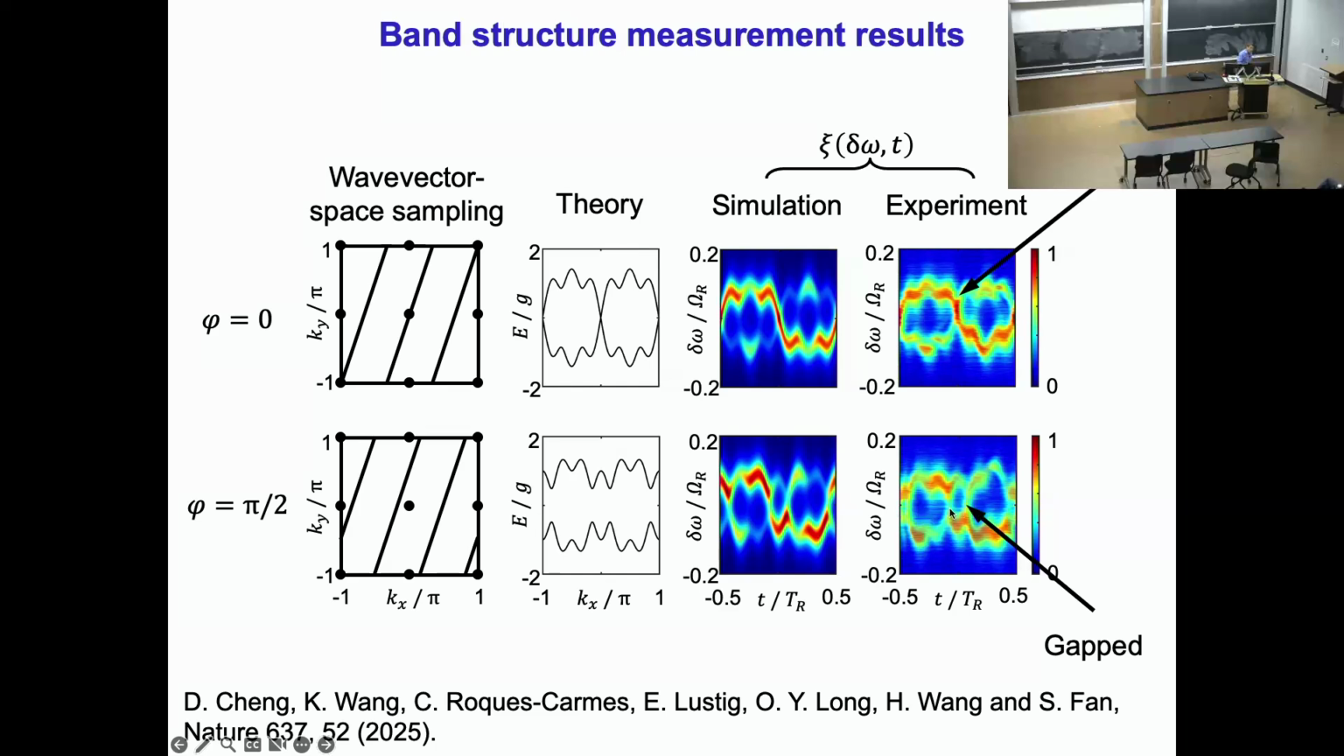So here's one example where we do a non-abelian vector gauge potential that gives you a Dirac cone. These Dirac cones can actually be gapped by, in addition, introducing a non-abelian scalar potential, and that's what we experimentally demonstrate as well.